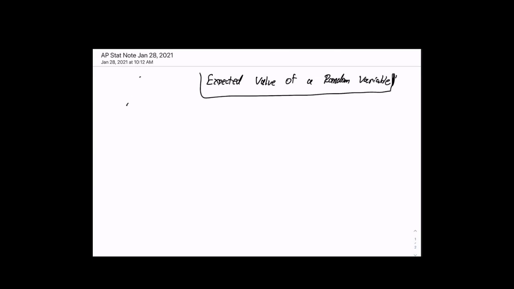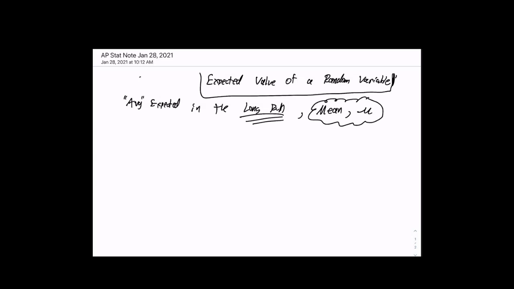So the basic idea is the average expected in the long run. If we were to have the instance of our random variable occur over and over again, on average, what would be the numerical outcome that we would get? Now, we also refer to this as the mean, mu. So you might see me show it with the notation of mu. And the idea here is that it is on average.